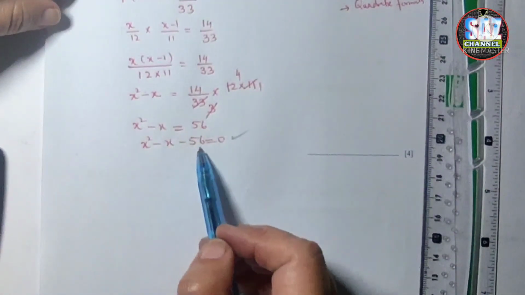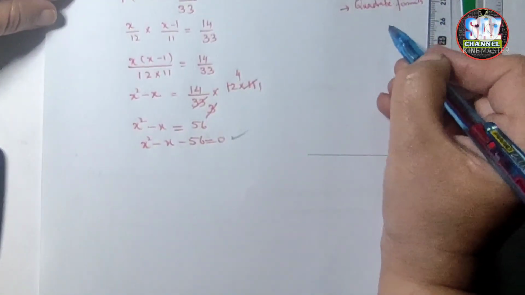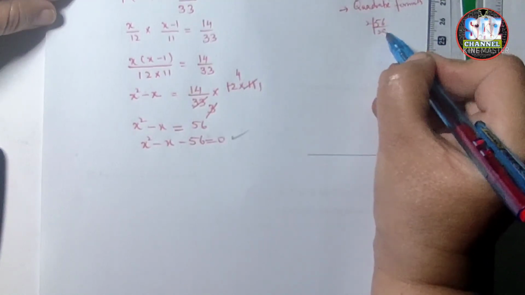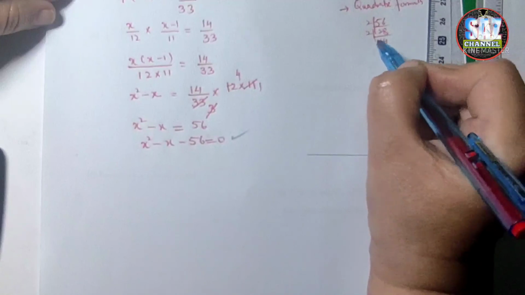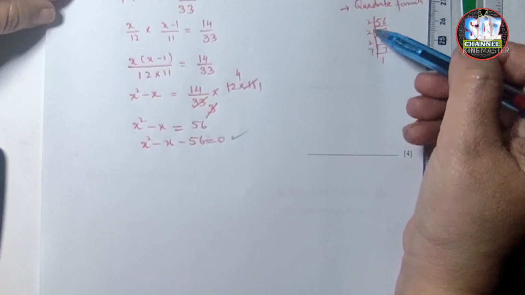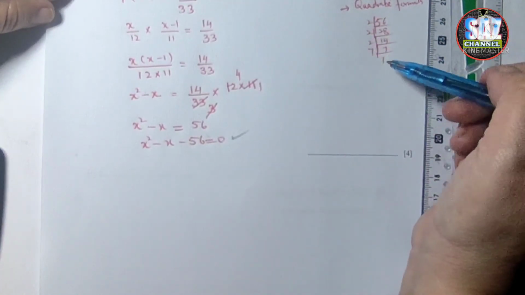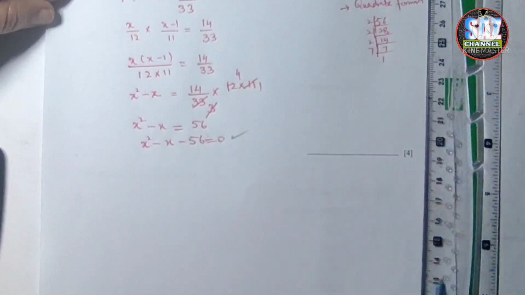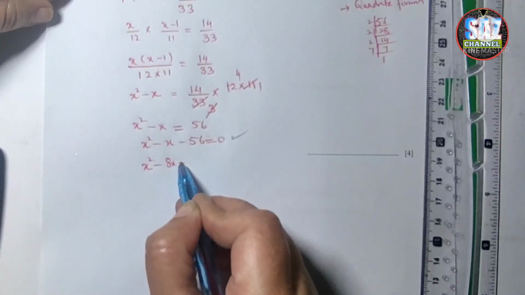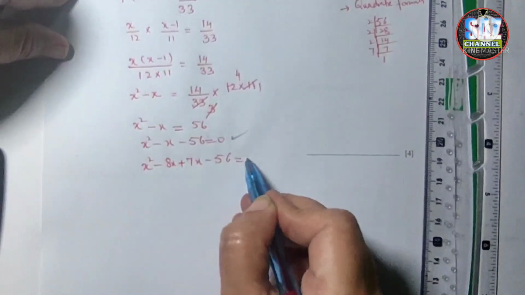Now, if we are applying the hit and trial method or middle term breakage, I have to make the factors of 56, prime factorization: 2 28 times, 2 14 times, 2 7 times, and 7 1 times. And I have to make two numbers out of all these factors, like 8 and 7, and 8 with what sign? 8 with negative sign, and 7 with positive sign. So x square minus 8x plus 7x minus 56 equals 0.